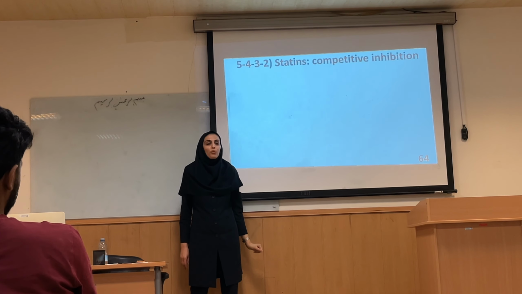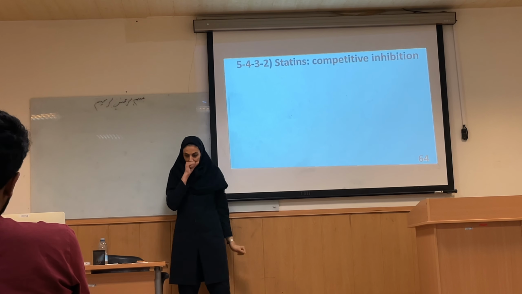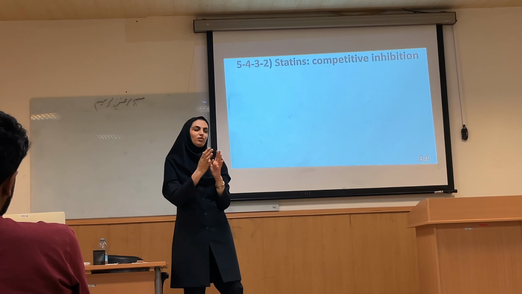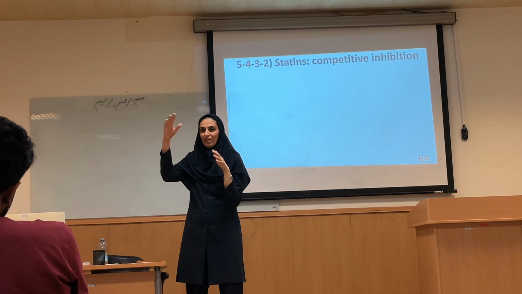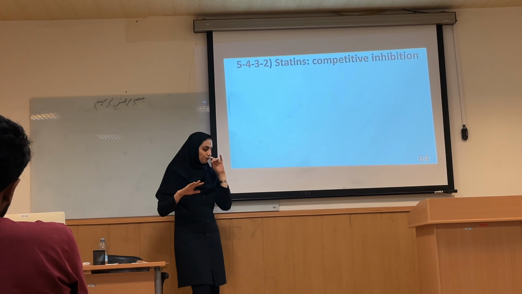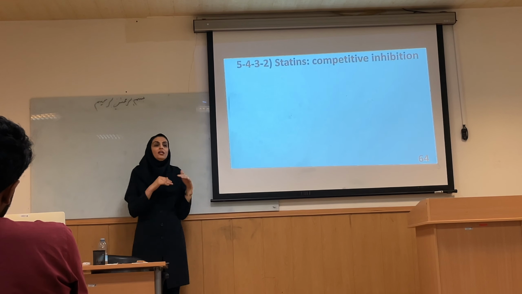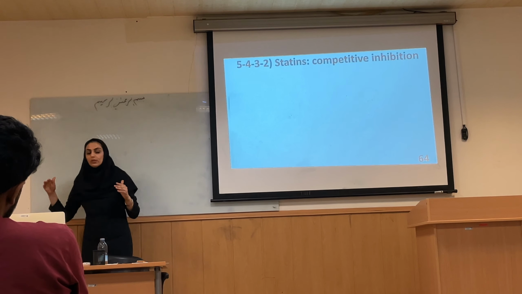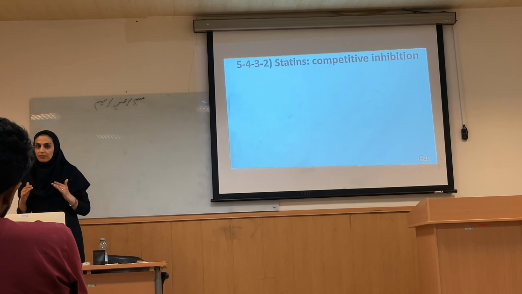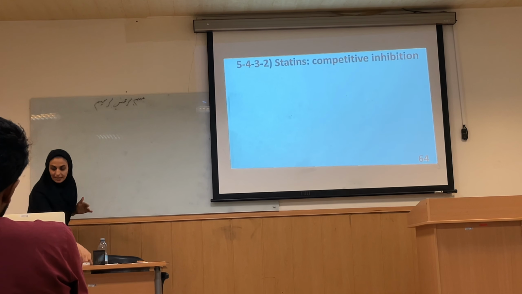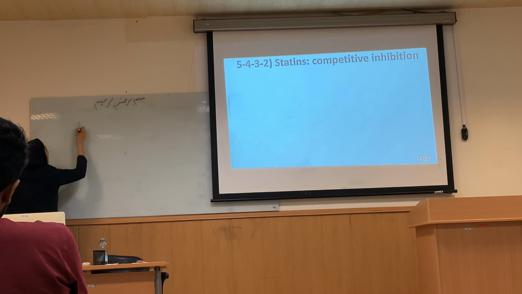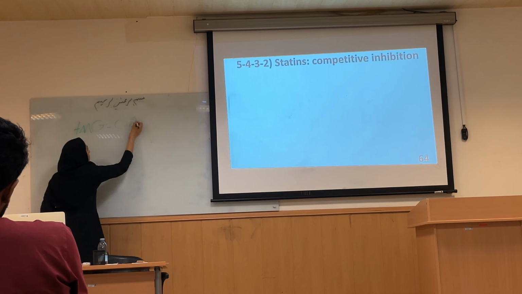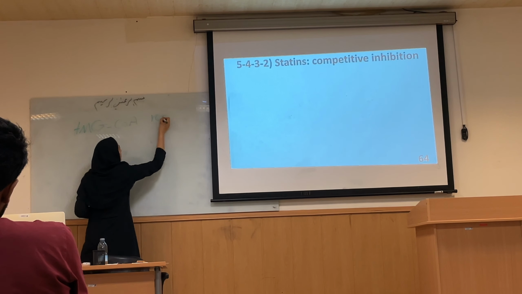Atorvastatin, pravastatin. In adults, for example, more than 40 years old, it is very prevalent. What is happening? Because of a high cholesterol level, they start to use the drug called statins. Statins inhibit an enzyme in the cholesterol synthesis pathway called hydroxymethylglutaryl coenzyme A reductase.